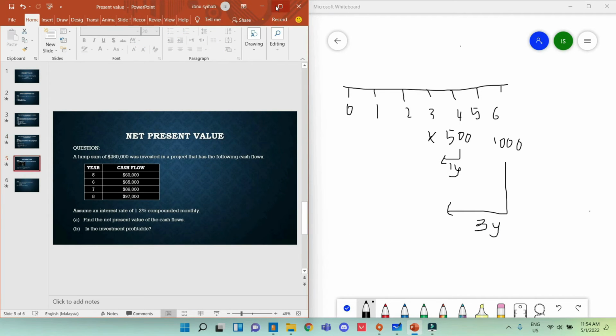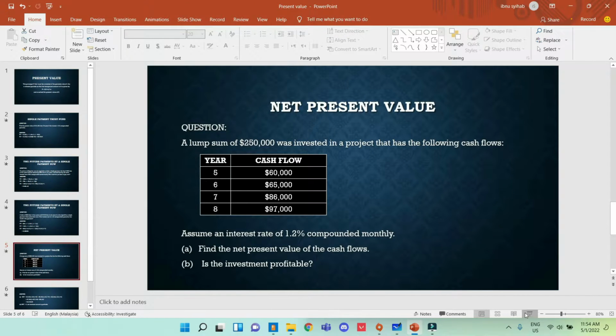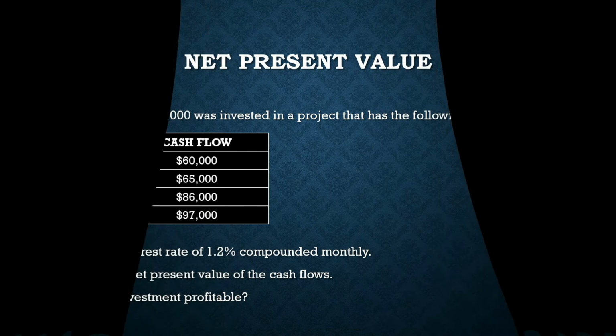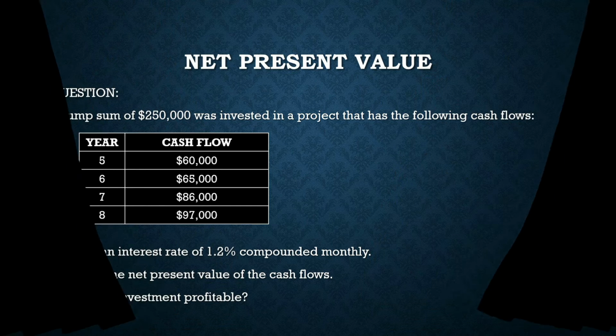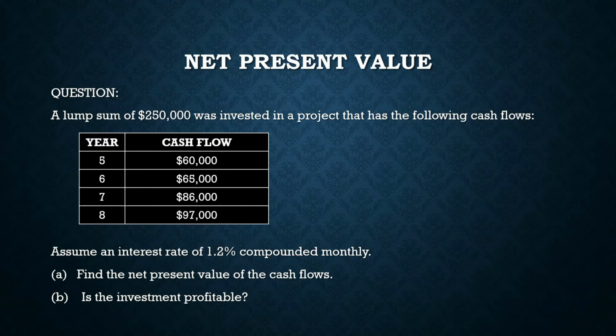Then net present value. The question is: a lump sum of 250,000 was invested in a project that has the following cash flows, in years 5, 6, 7, and 8, the cash flow is shown in the table. Assume an interest rate of 1.2% compounded monthly. A: find the net present value of the cash flow. And B: is the investment profitable?